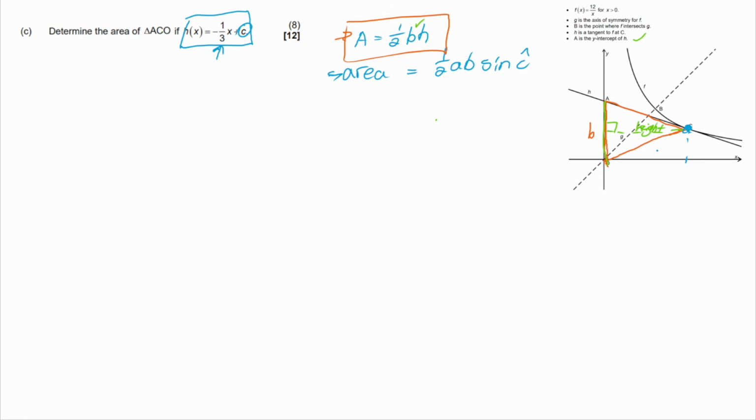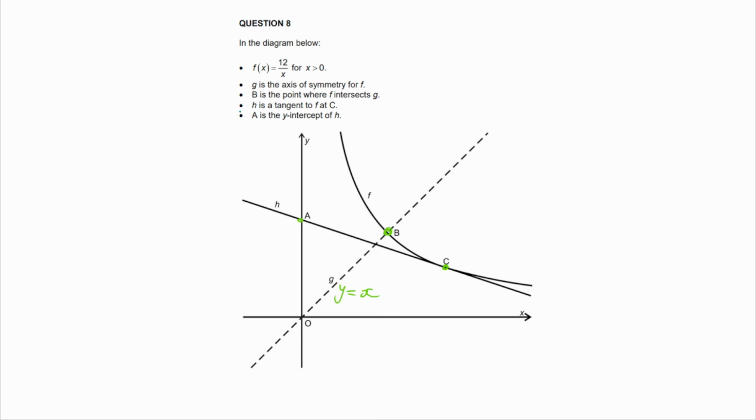So we know that we might be stuck here, but let's think about what information they gave us. Let's have a look at this interesting little bullet point over here. That might be a bit small, so I'm going to go over here. They're saying h is a tangent to f at C. Very important. We said we needed C, right? That's our whole thing. We needed to find C.